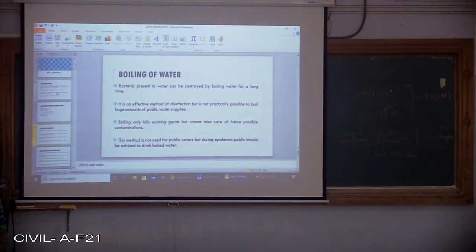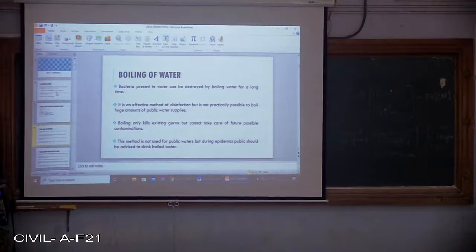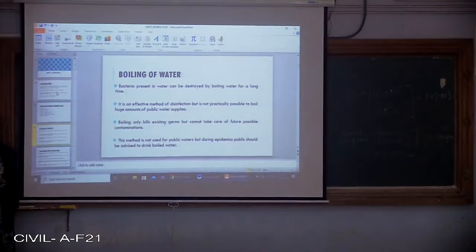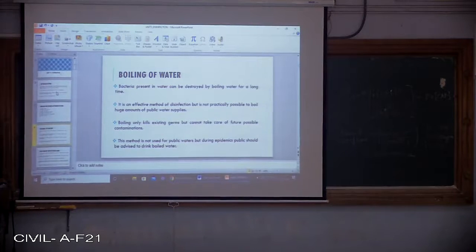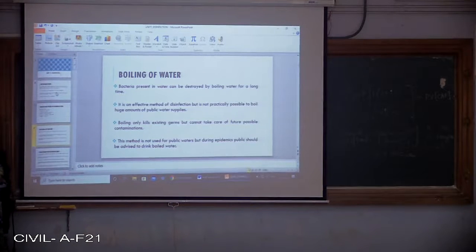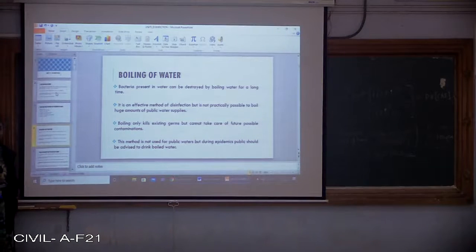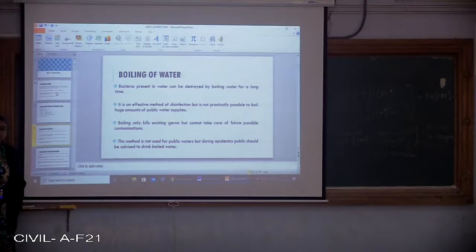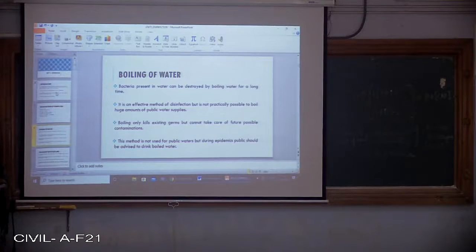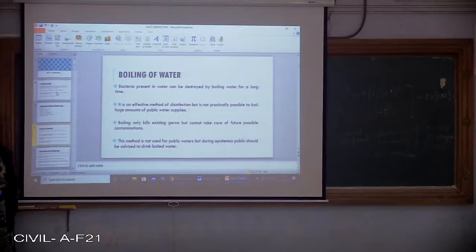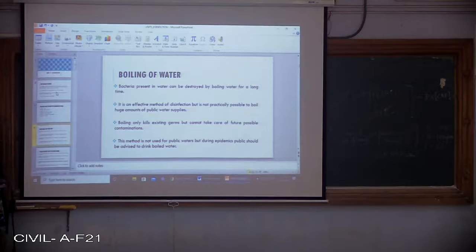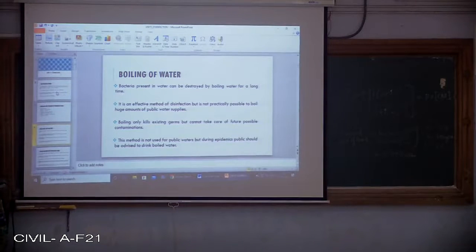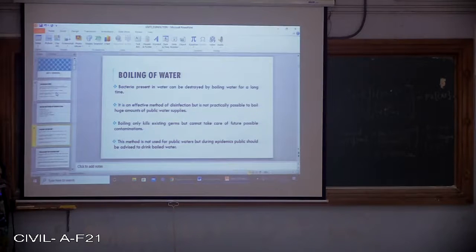So this is one of the disadvantages of this particular method. Boiling only kills existing germs but cannot take care of future possible contaminants. So here this boiling is going to kill only existing germs. Whatever germs are present in the water during the process will be killed, but it is not going to take care of possible contamination whenever it is made available to the public.